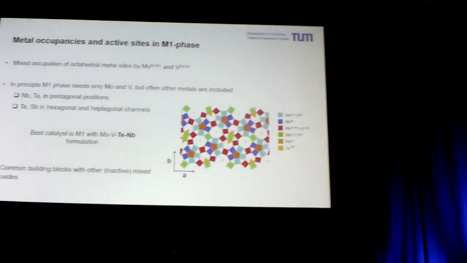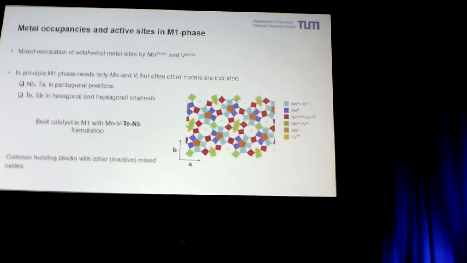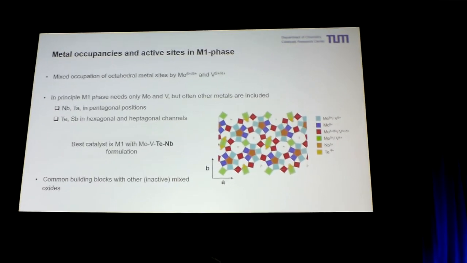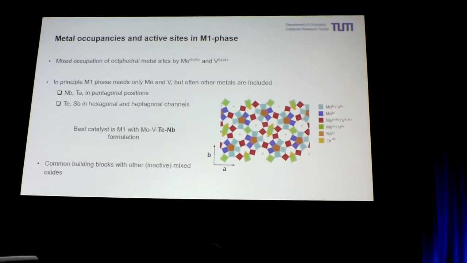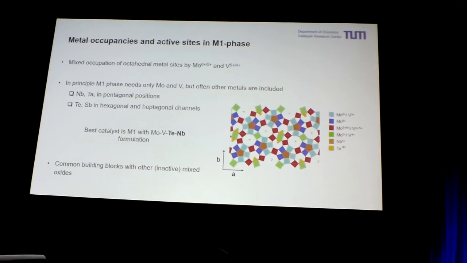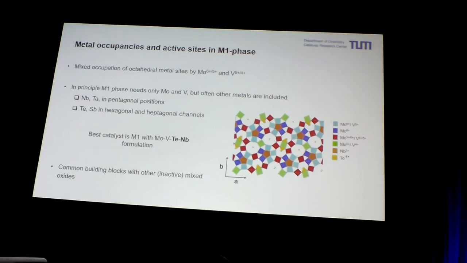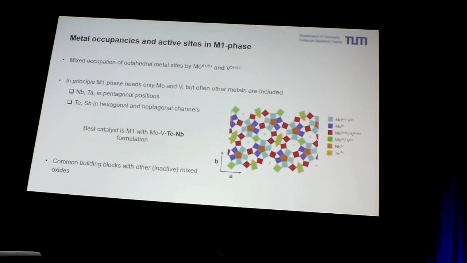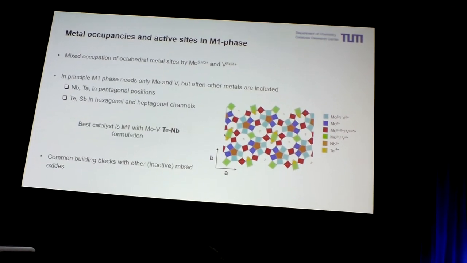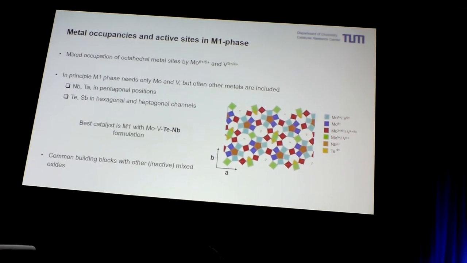It is, as you see, a complex pattern formed by mostly metal oxide octahedra that are interconnected by sharing one oxygen corner. And then this material would grow three-dimensionally in the C-axis perpendicular to the screen, just repeating this pattern layer by layer and sharing one oxygen corner with the next layer.